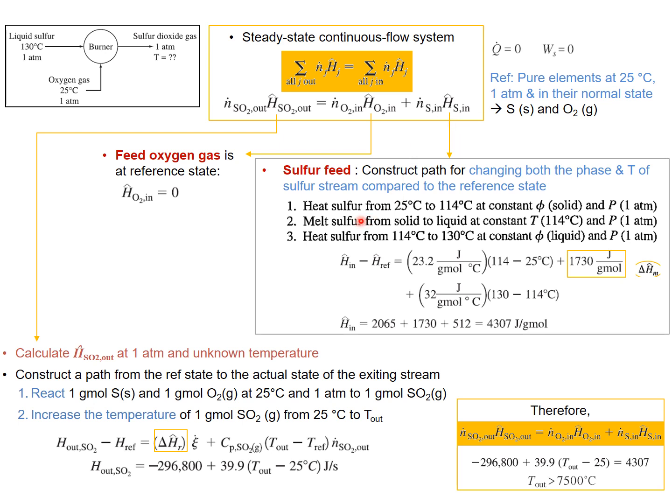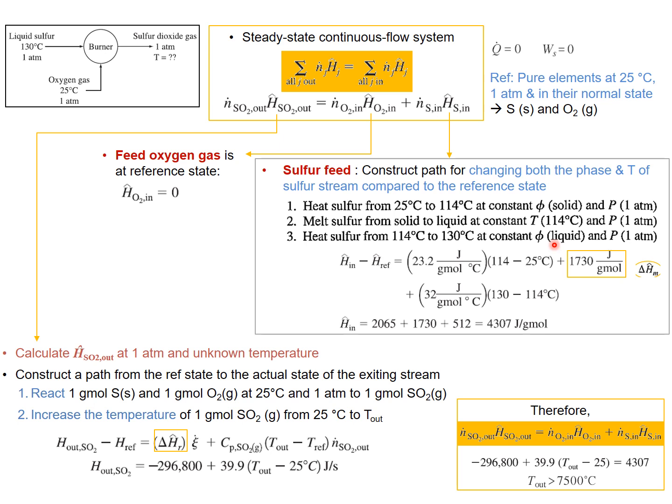So let me increase the temperature of sulfur from the reference temperature to its boiling point. Still we are on the solid phase of sulfur. And then at the boiling point, we should change the phase from solid to liquid. And then from the boiling point to the target point, we should increase the temperature. In the final state, of course, the phase of sulfur is liquid.